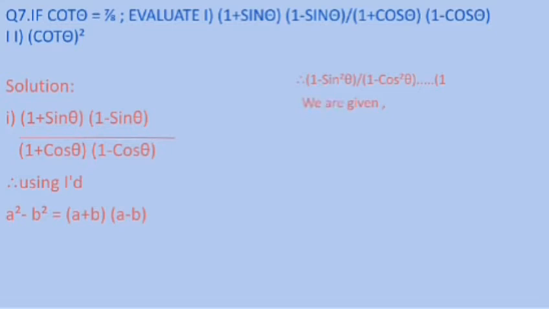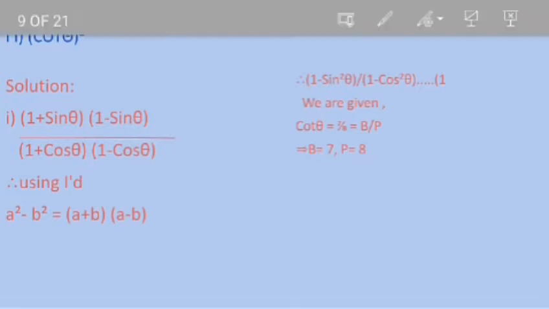therefore, moving back to what we are given, that is cot theta equal to 7 divided by 8. We know that cot theta is base upon perpendicular. From here you can take the base as 7 and the perpendicular as 8. As I mentioned earlier, we are only given cot theta, and we need to calculate sin theta and cos theta. Therefore I need to get the third side, that is the hypotenuse. Since we have the base and perpendicular, we need to calculate the third side, the hypotenuse.